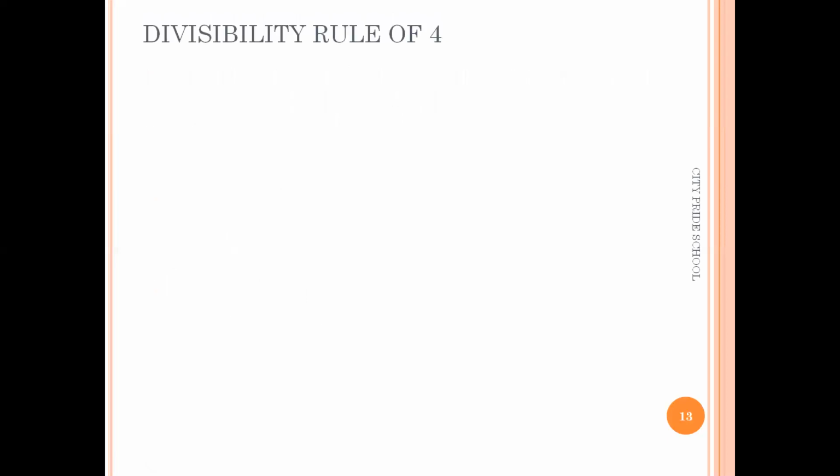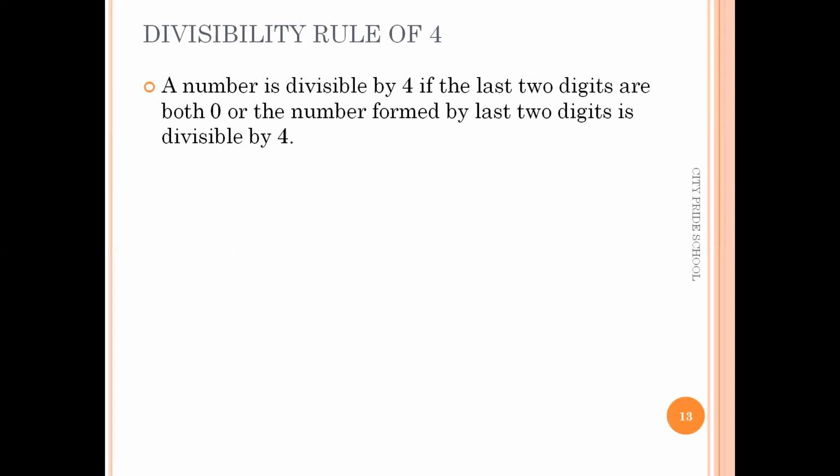Divisibility rule of 4. What we have to check? The last two digits. If the last two digits are both 0, or the number formed by the last two digits is divisible by 4, then the whole number is divisible by 4. First example is 4500. To check divisibility by 4, we check the last two digits. It is 0, 0. Yes. If the last two digits are 0, then it is completely divisible by 4.